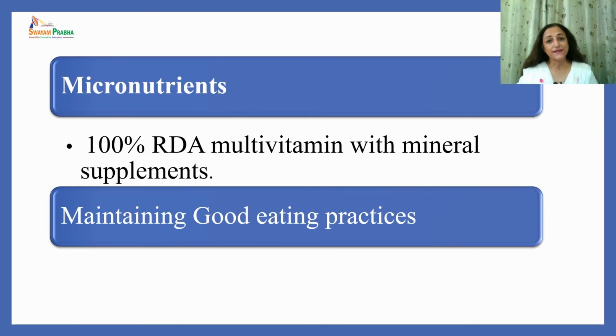Due importance is given to seeing that the micronutrient deficiencies are taken care of. Because of the binge eating pattern, the person gets so many micronutrient deficiencies. So it is important that vitamin and mineral deficiencies are taken into account while planning the diet, and we have to ensure that 100% of the recommended dietary allowance of vitamins and minerals is met.